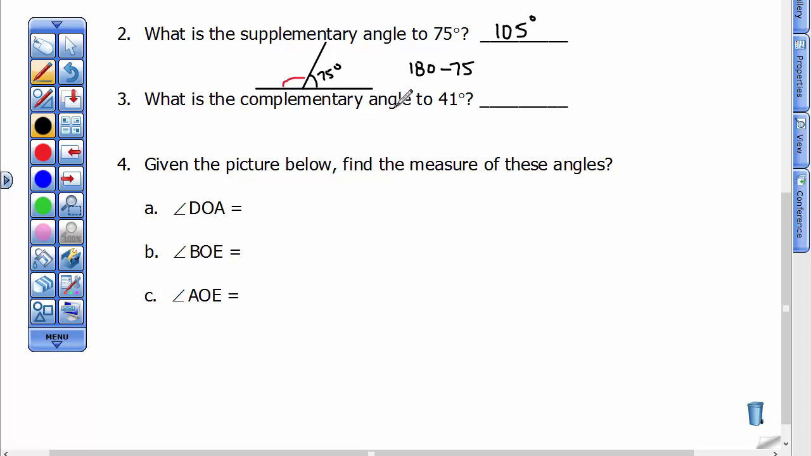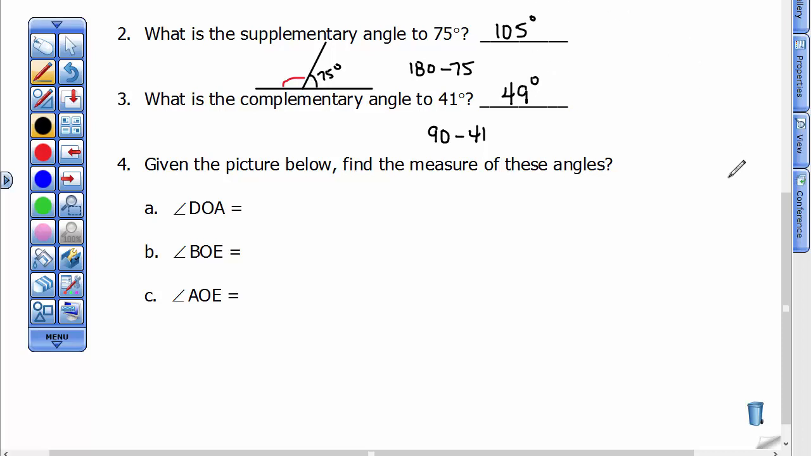Complementary angles should add to be 90 degrees. So I want to know what the complement is to 41. If you took 90 and subtracted 41, you would get 49 degrees. And these two would be complementary angles.